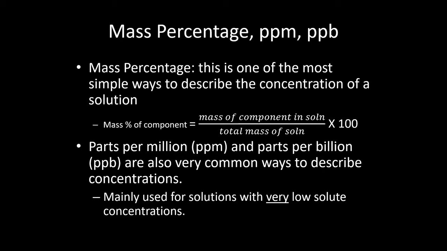Parts per million and parts per billion are very, very similar. They're used most often for very low solute concentrations, just because it's easier to say 10 parts per million. It's easier to say that than 0.00001% mass. Like it's easier to use parts per million and parts per billion.